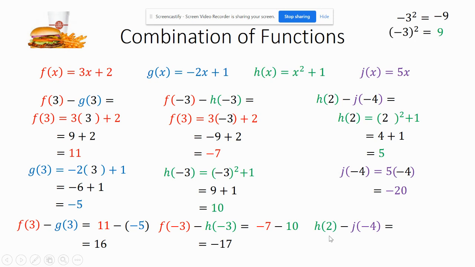But I'm going to start with the 5 minus negative 20. And once again, these are two negatives. They cancel out like a positive, so I add them, and you get 25. That is a combination of functions subtraction.